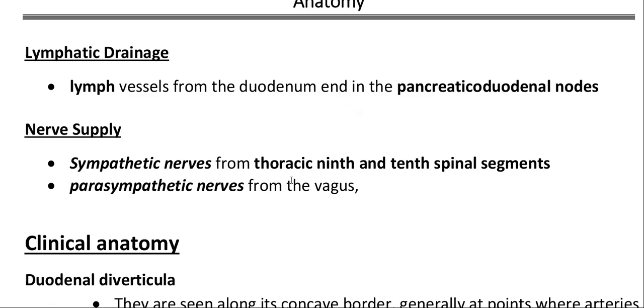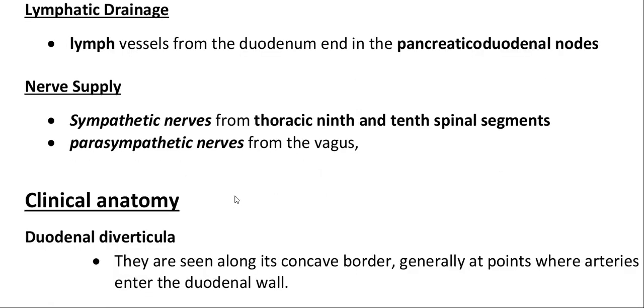Sympathetic nerves from the thoracic ninth and tenth spinal segments. Parasympathetic nerves from the vagus.